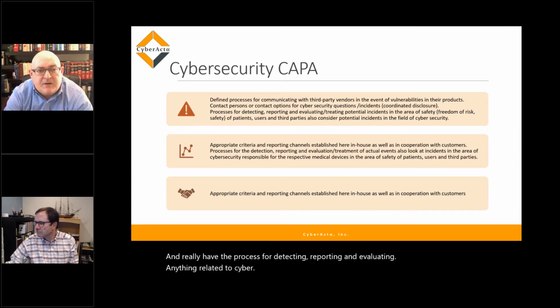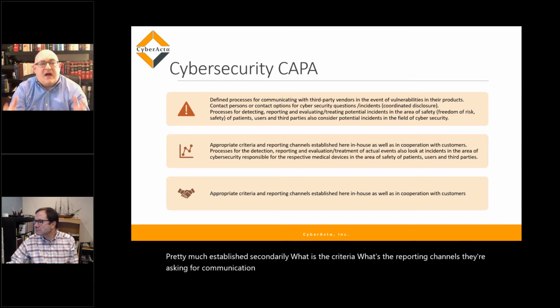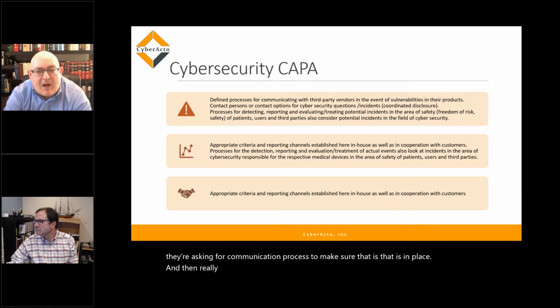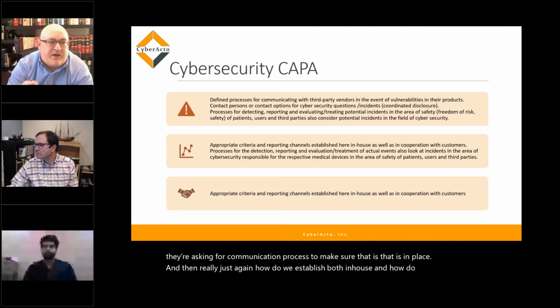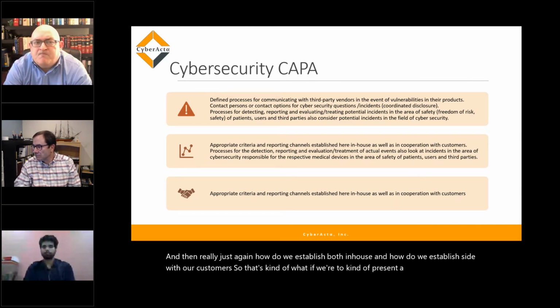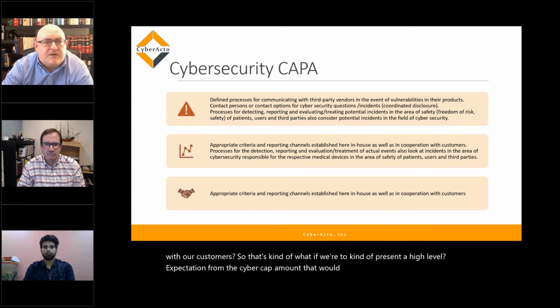Pretty much established. Secondarily, what is the criteria? What are the reporting channels? They're asking for a communication process to make sure that is in place. And then, how do we establish that both in-house and with our customers? So if we're to present a high-level expectation from a cyber CAPA, that would be it. Let's go to the next one.